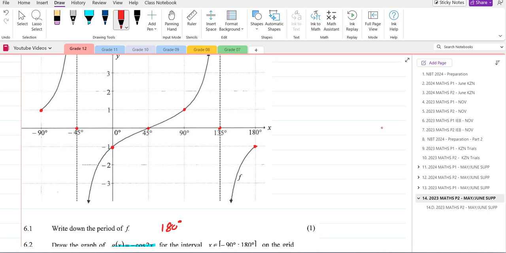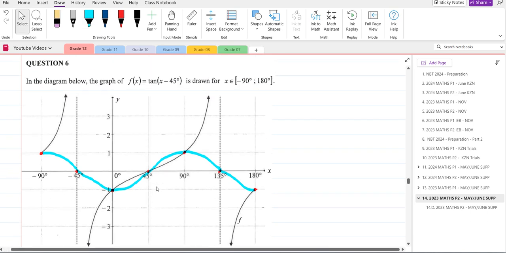Obviously the graph will be turning like that. You know, the cos graph is a wavy graph, and then you're supposed to turn there. So that's my cos graph. Please draw it in pencil.